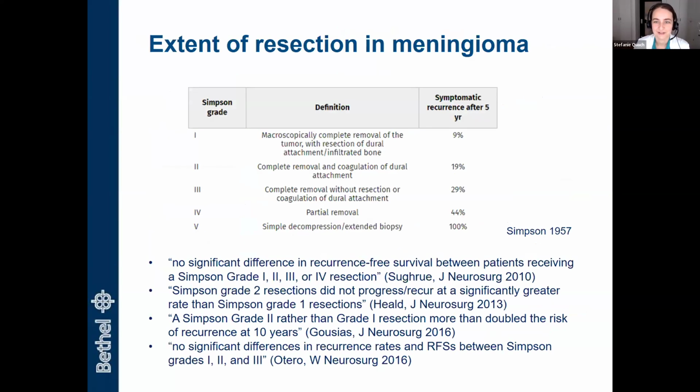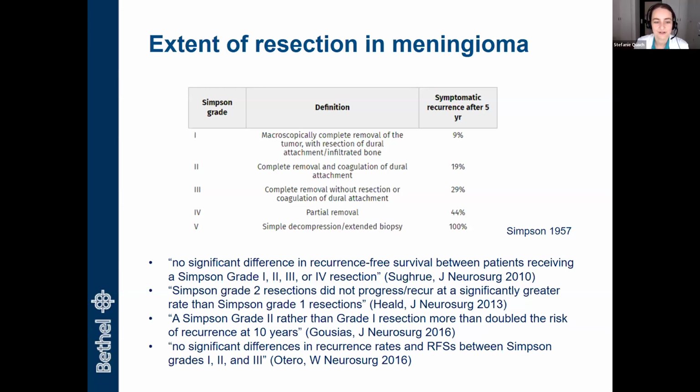And of course, we all know the Simpson grading, where with increasing extent of resection as defined by the surgeon intraoperatively, the rate of recurrence can be predicted to some extent, as Simpson published in 1957. And the Simpson grade is still in use today, although there is literature pro and contra using it in this day and age. There are groups that found no significant differences in recurrence-free survival between patients receiving a Simpson grade 1, 2, 3, or 4 resection. There are groups that described that Simpson grade 2 resections did not progress significantly at a greater rate than Simpson grade 1.